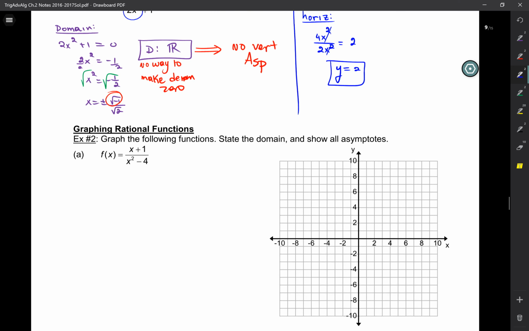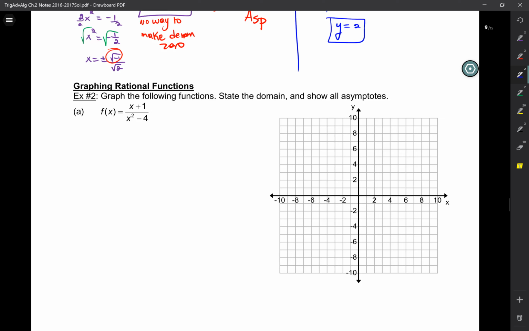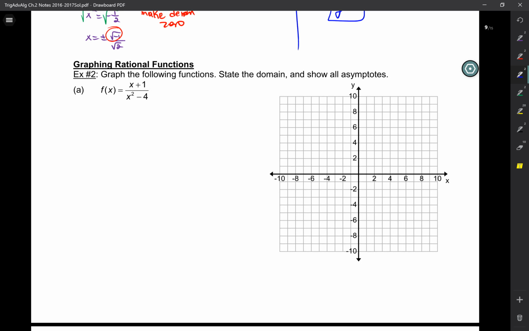So look at that function. Never in your life would you have probably imagined that you could graph that with no use of a calculator. This is so much more gratifying to do on your own. I mean, it's amazing. So watch. Let's find the domain. What am I going to set equal to 0? x squared minus 4 is equal to 0.